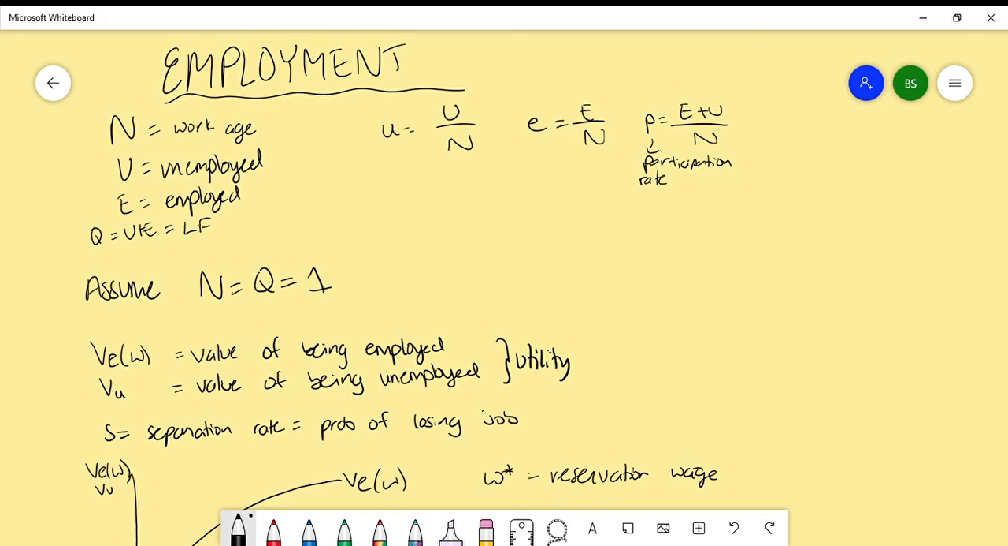Okay, so we're gonna look at employment and unemployment stuff, and hopefully this is gonna be way quicker because there's way less stuff to learn. It's all pretty simple stuff. Okay, so let us start.